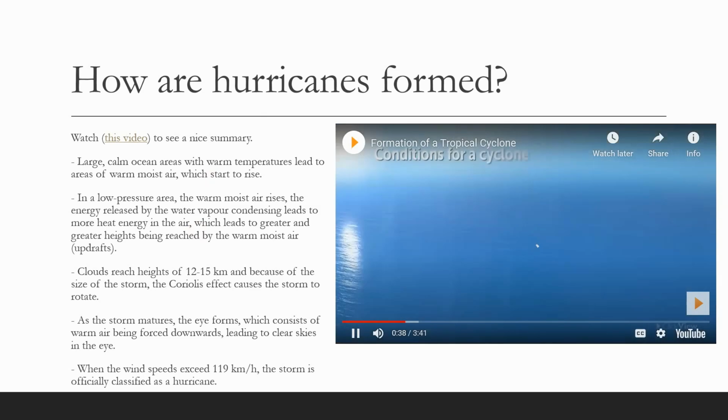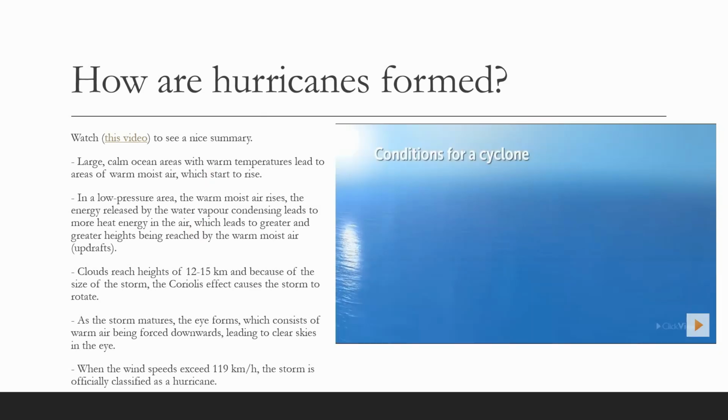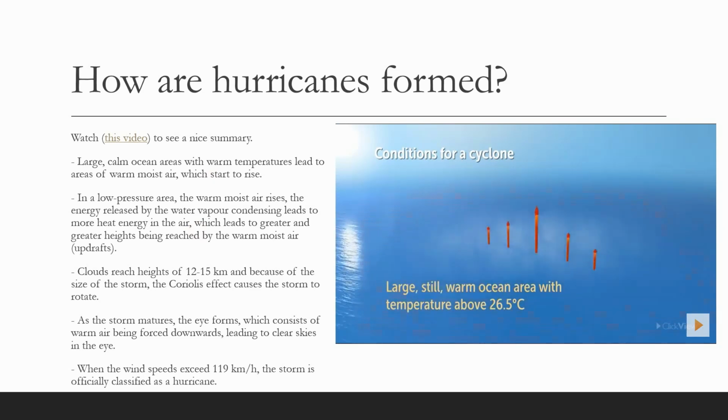The formation of a cyclone depends upon the following conditions coinciding. A large, still and warm ocean area with a surface temperature that exceeds 26.5 degrees Celsius over an extended period. This allows a body of warm air to develop above the ocean's surface. Low-altitude winds are also needed to form a tropical cyclone.